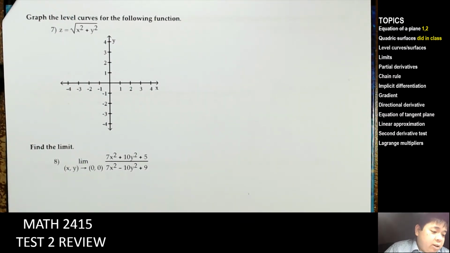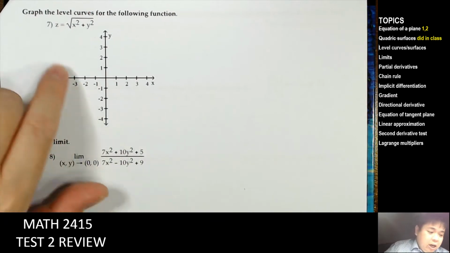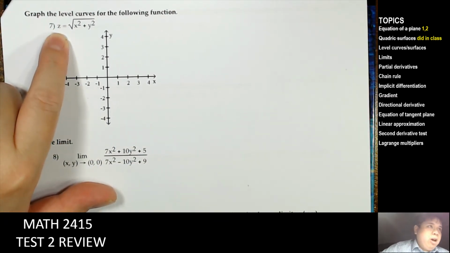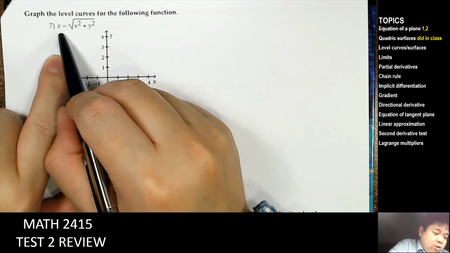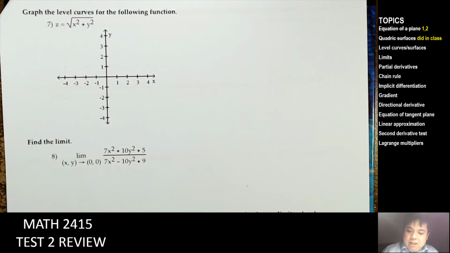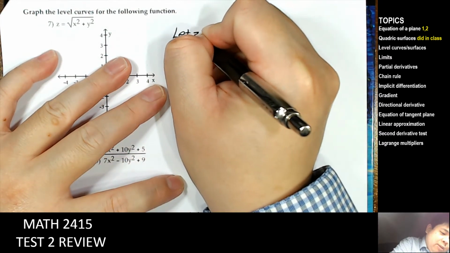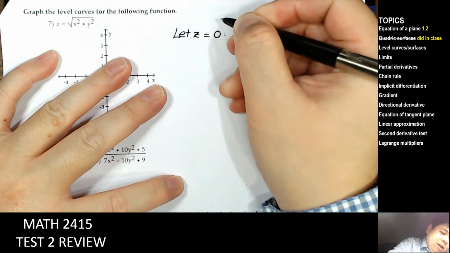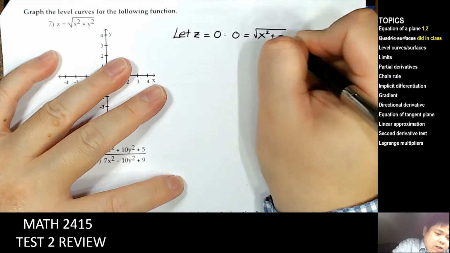Now, the level curves for the function. Right, the level curve, or the level surface for higher dimension. We're going to take the function, the dependent variable, and choose that to be some constant. By the way, the square root cannot be negative, so we will not choose any negative number for z. Let's choose some values for z. So let z equal to 1, I mean 0. We have 0 equal to square root of x squared plus y squared.